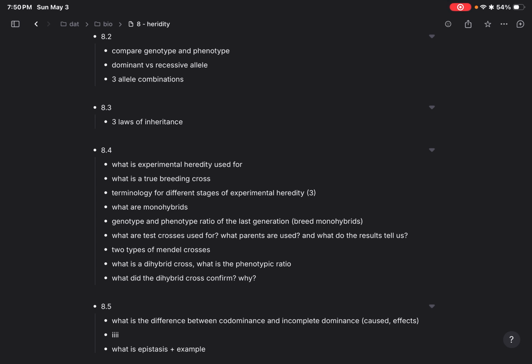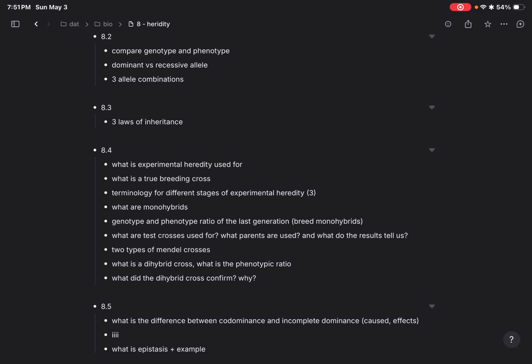So that's a dihybrid cross. What is a dihybrid cross? It's when you're crossing two different genes. The phenotypic ratio will be 9 to 3 to 3 to 1. Wait, 3 plus 3 is 6. Yeah, so 16 total. It would be a 9 to 3 to 3 to 1.